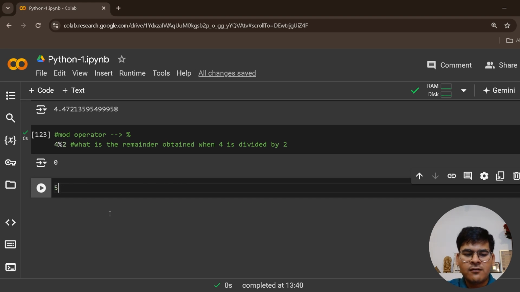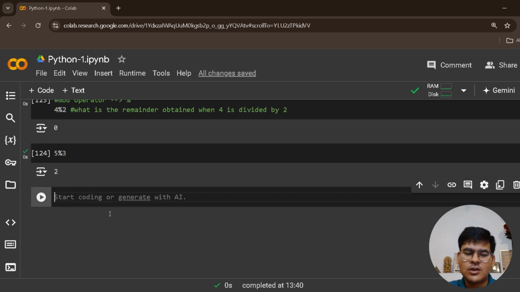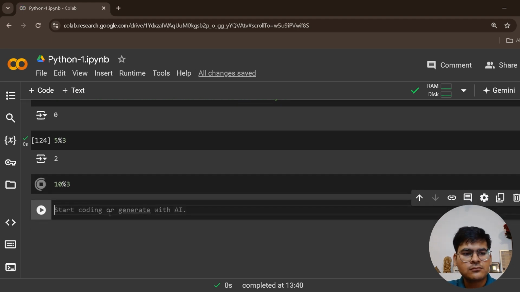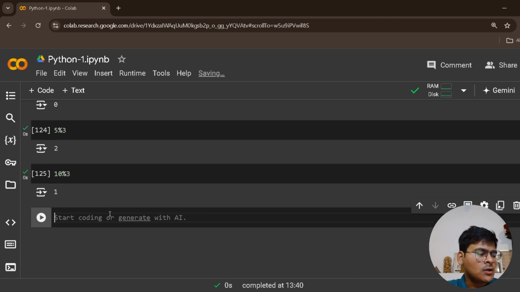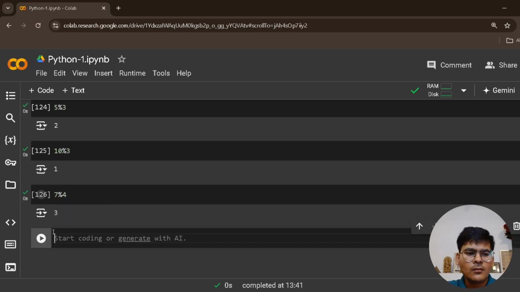But as an example, I'll take 5 mod 3. Now think about it. When you divide 5 by 3, what is the remainder that is obtained? It is actually 2. Okay, so you will get 2. You can check for any other number, 10 mod 3. So 10 mod 3 is what? 3 3s are 9. So 1 is the remainder. And now you can deal with any numbers, 7 mod 4. Okay, it is 3.